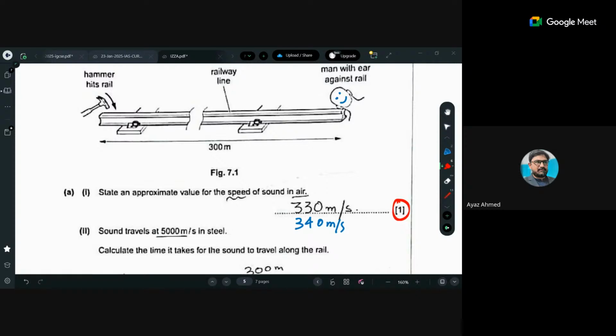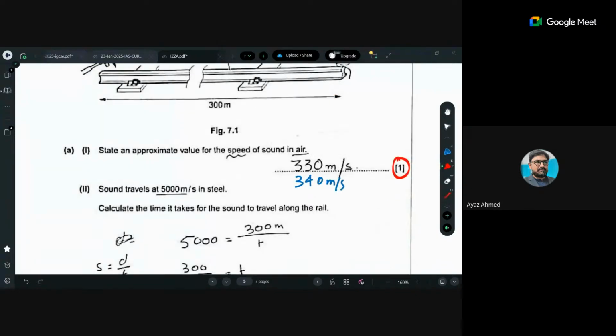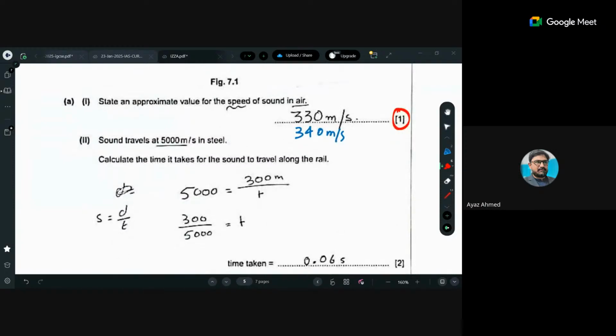Then the sound travels 5,000 meters per second in the steel. Calculate the time it takes for the sound to travel along the rail. Yes, so you will use s = d/t. Instead of this, I will prefer that you use v = d/t, because actually this s is the distance. So when you write distance equals distance over time, that would be considered an incorrect formula, so you will not be awarded any formula mark. Your good luck is that you don't have a 3 marks calculation. If you had a 3 marks calculation, you would be penalized for that.